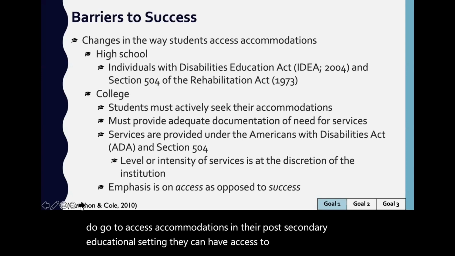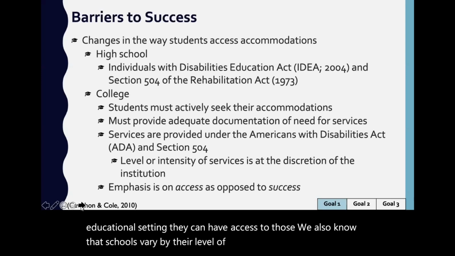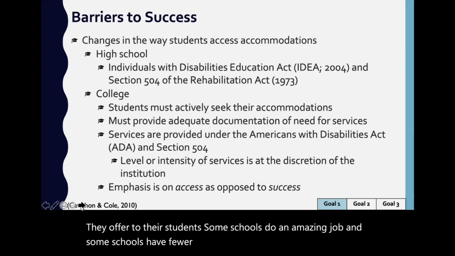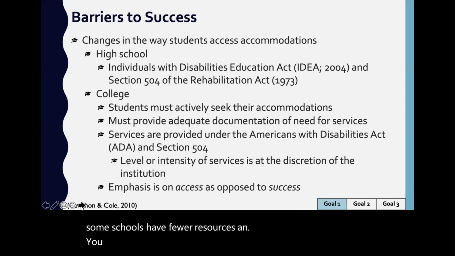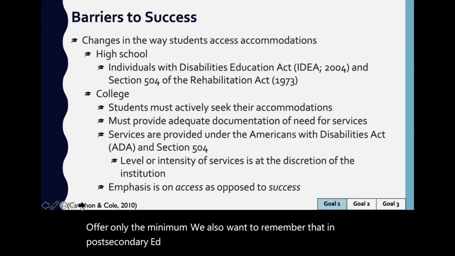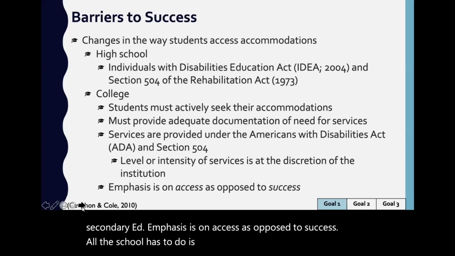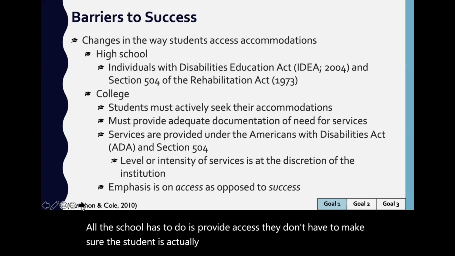We also know that schools vary by their level of intensity and the amount of services they offer to their students. Some schools do an amazing job, and some schools have fewer resources and offer only the minimum. We also want to remember that in post-secondary ed, emphasis is on access as opposed to success. All the school has to do is provide access. They don't have to make sure the student is actually doing well.